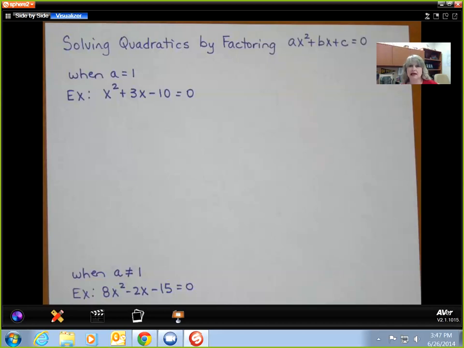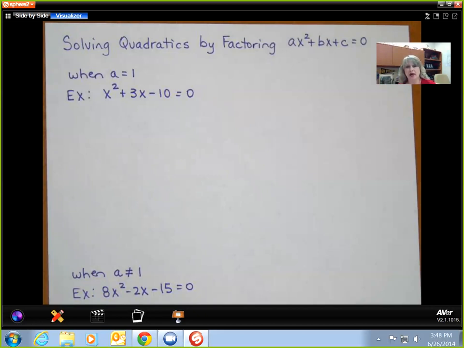Many students have difficulty when they're solving quadratics by factoring. So let's do an easy one and then a harder one. Okay, the first one is a quadratic. When you go to solve it by factoring, it's in the form ax squared plus bx plus c equals 0. You always make sure your quadratic is set equal to 0.